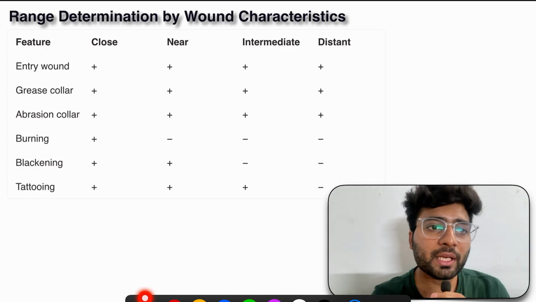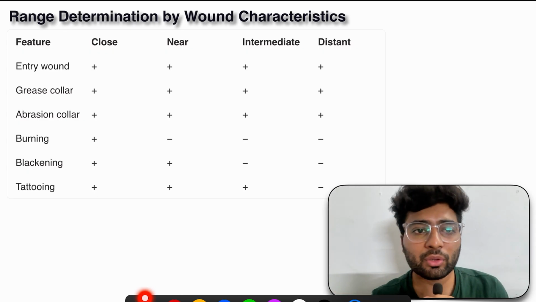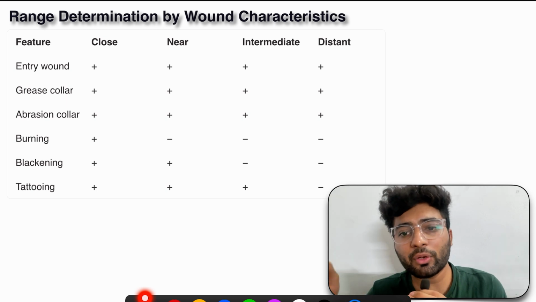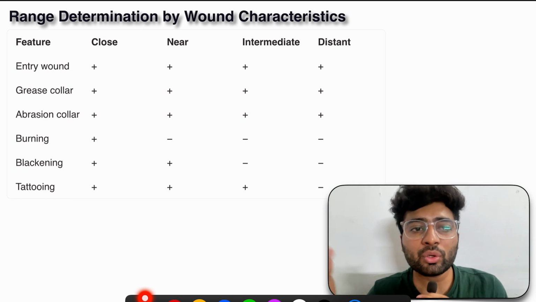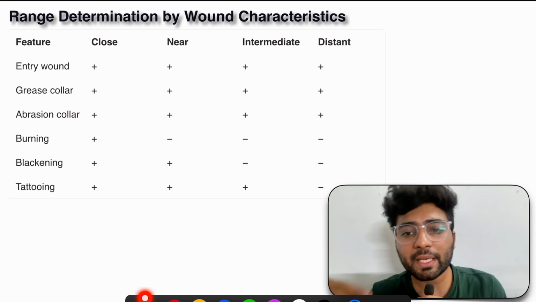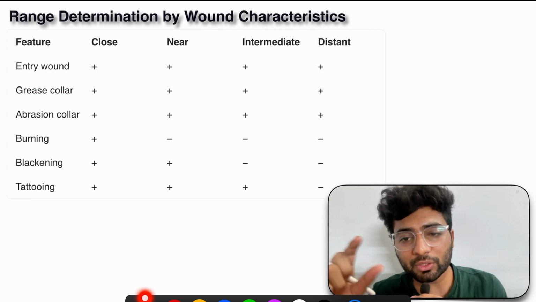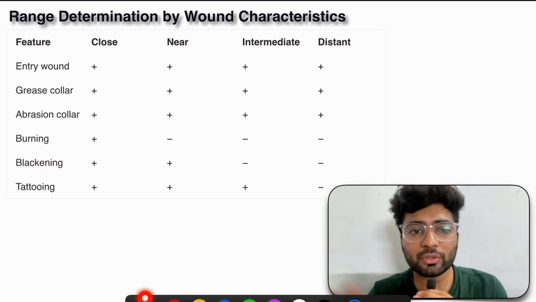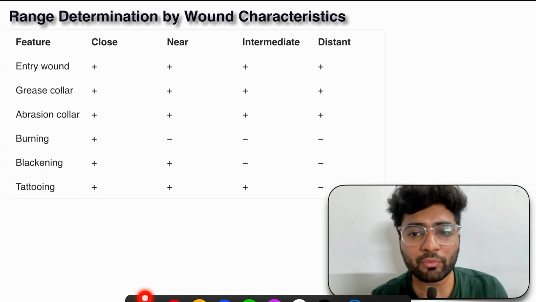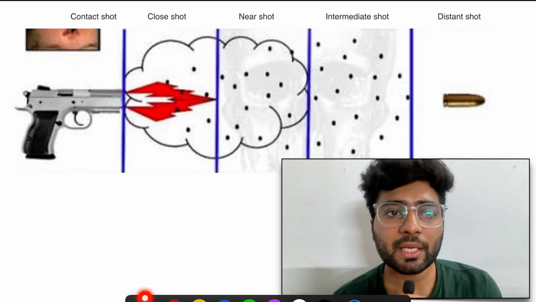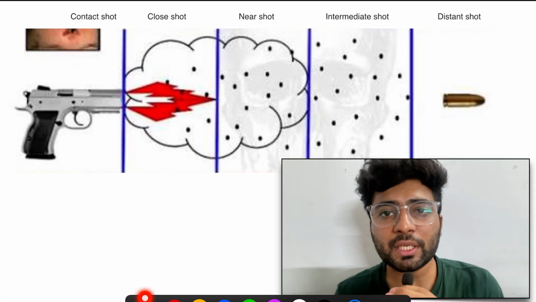We know that entry wound, grease and abrasion color will be present in every shot, whether it is close, near, intermediate or distance. But in the close shot we have all this: burning, blackening and tattooing. Burning is caused by what? Flame. Blackening by the smoke, and tattooing by the gunpowder. So keep on decreasing one. So just remember this diagram, okay? We have contact, then close, near and intermediate.